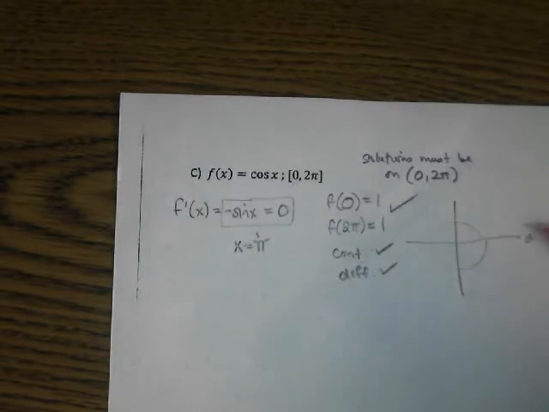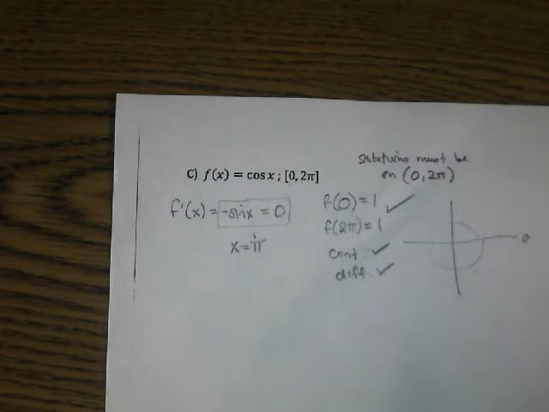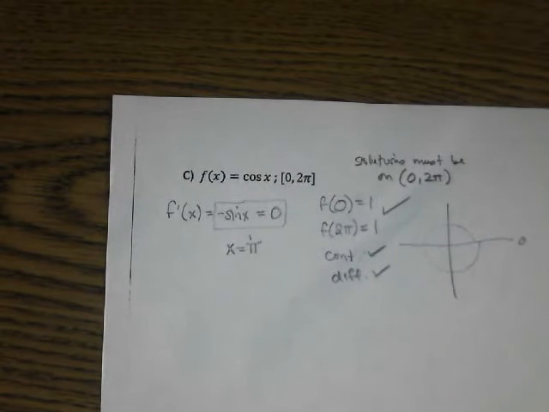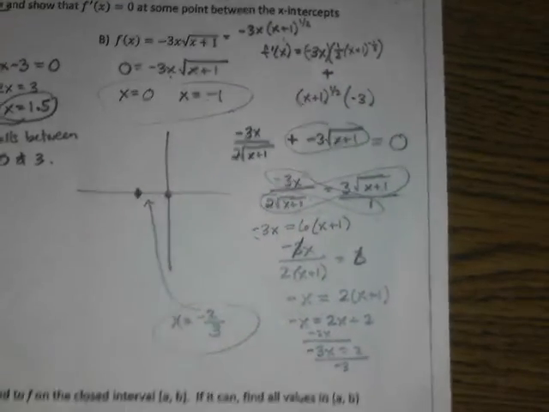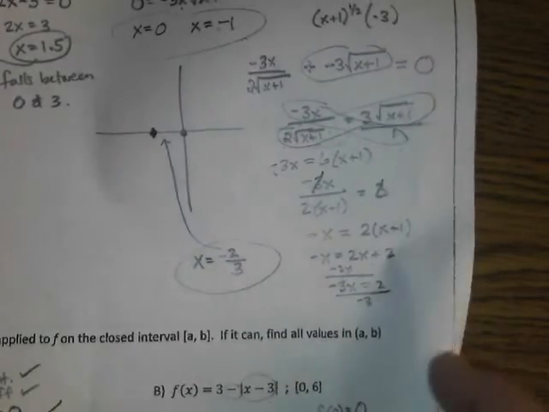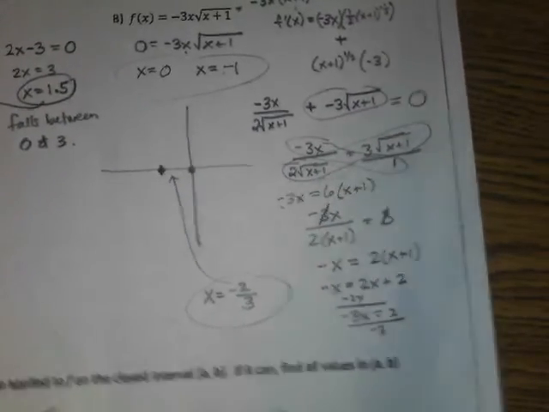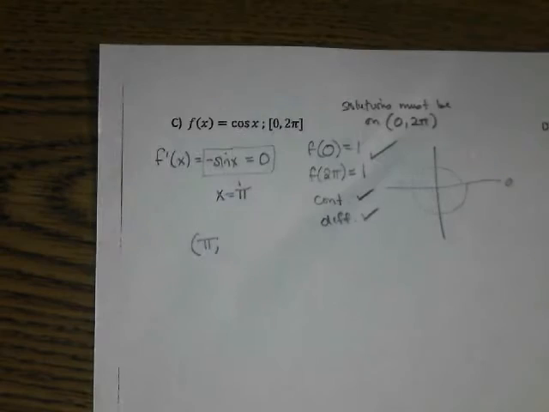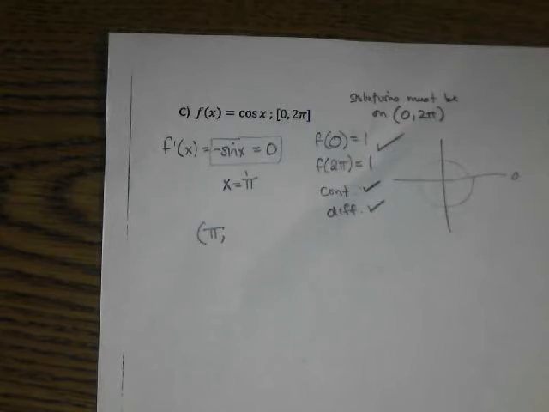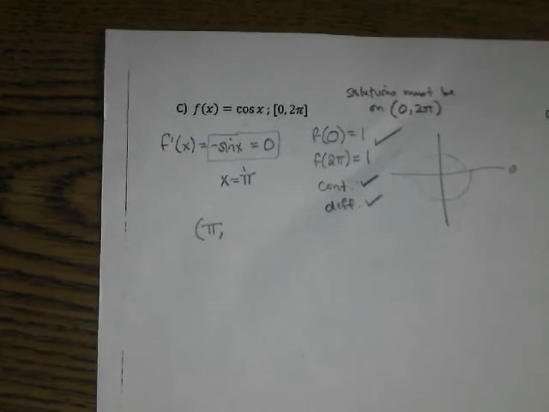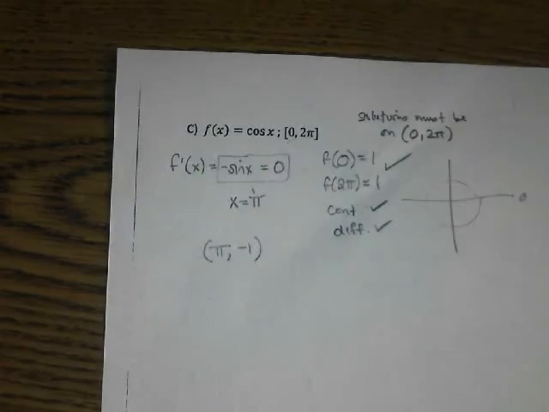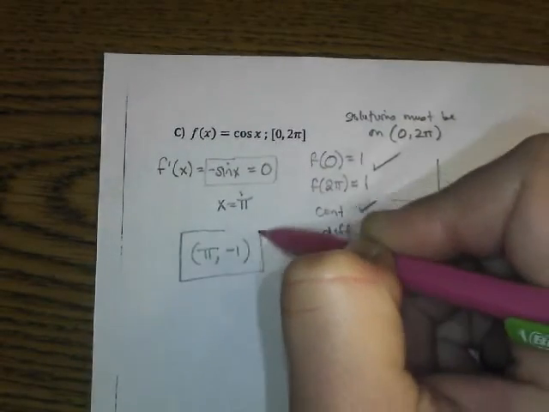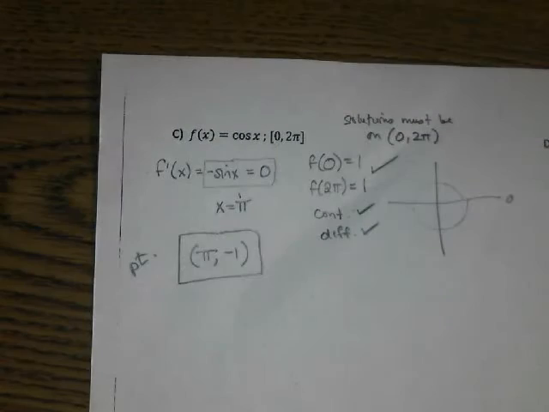Okay, does it say to find the point? Oh no, find all values in A and B. So we found our value. If they wanted you to find all the points in that interval, you would then obviously have to plug in pi to find the y coordinate. And what is the cosine of pi? Negative 1. So just pay attention to that direction. Are they just looking for the C value? If so, that's just your x value. Are they looking for the full point? If so, you have to plug those x values back in. Okie doke?